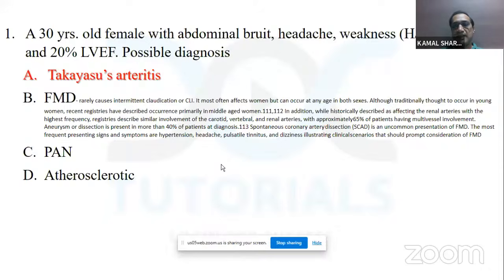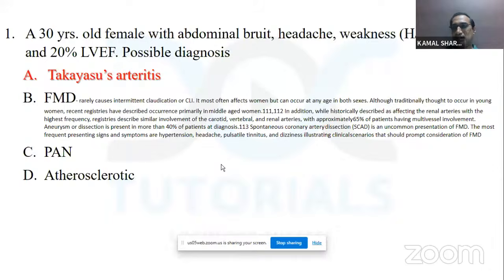Also, the history of headache, weakness, and stroke would suggest involvement of the arch vessels, and coronary with the LV dysfunction, possibly coronary involvement or myocarditis, would also suggest involvement of panarteritis. So, of course, you had to boil down to two options. One was FMD, other was aortoarteritis. The answer is aortoarteritis. A lot of students were trying to juggle it out and find out, and this is what Braunwald also says, that FMD rarely causes intermittent claudication. But remember, this is intermittent.